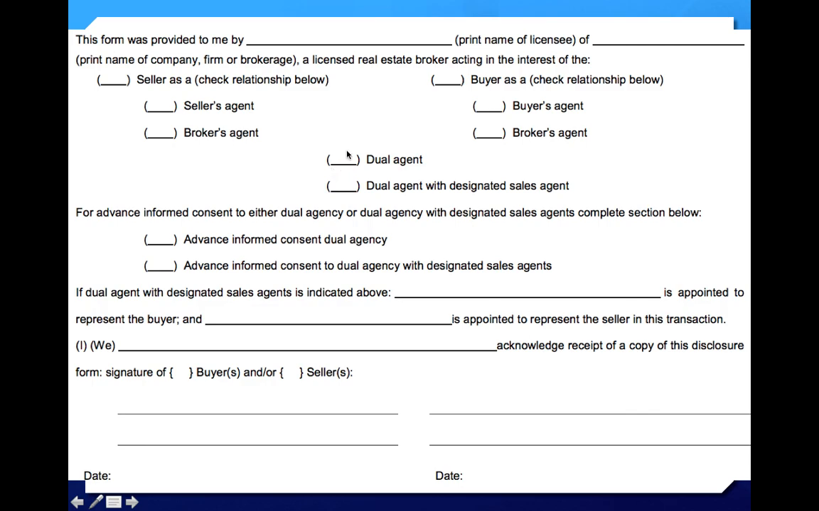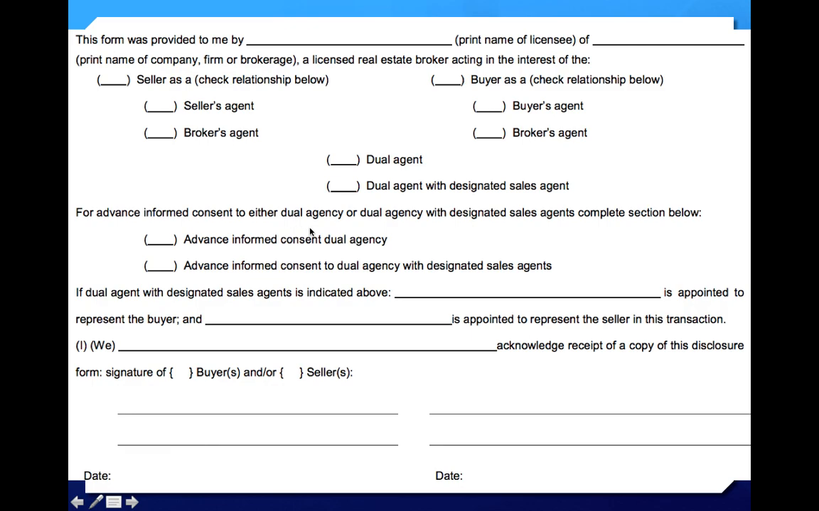Now, when you represent both, you have to keep in mind that at this point, you can't play the deal to your benefit, right? So if you know that the seller is willing to go as low as $250,000 on a deal, and the buyer is willing to go as high as $255,000, you can't manipulate those numbers, right? The listing agent's going to act in the best interest of the seller. The buyer's agent's going to act in the best interest of the buyer.